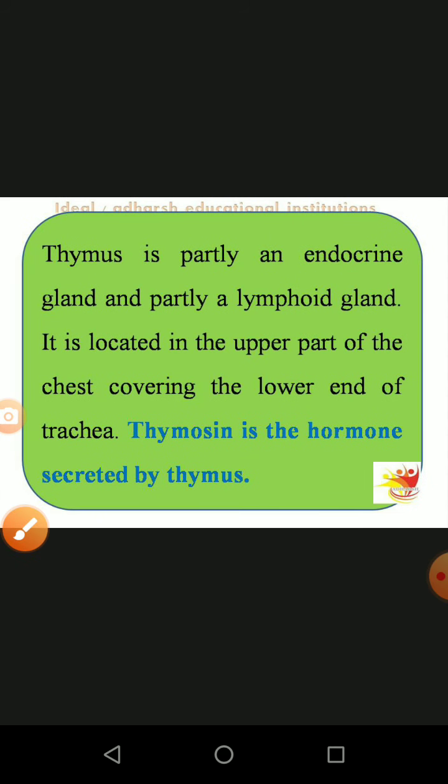And the thymus is partially an endocrine gland and partially a lymphoid gland. So we have already seen about two types of glands. The pancreas plays a dual role, one exocrine and one endocrine. At the same time, the second gland, the thymus gland, is partially endocrine and partially lymphoid. Lymphoid is nothing but the secretion of the lymphocytes.